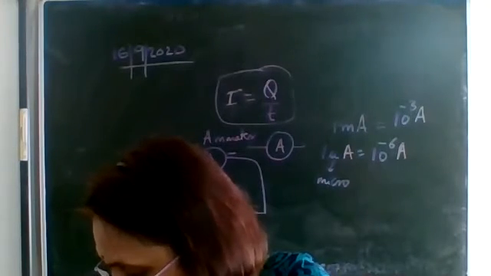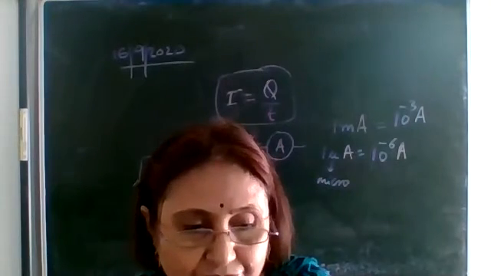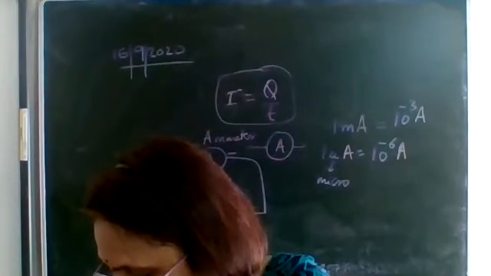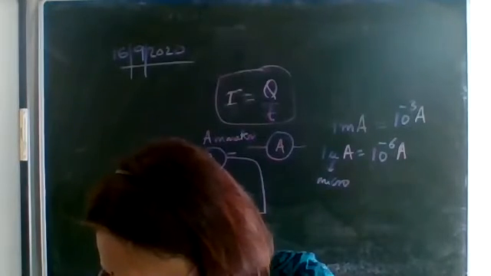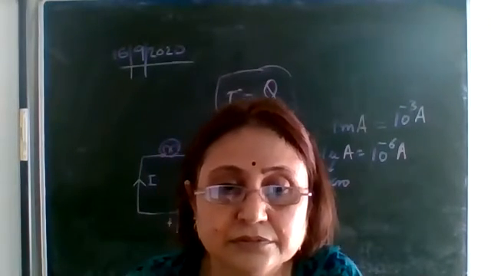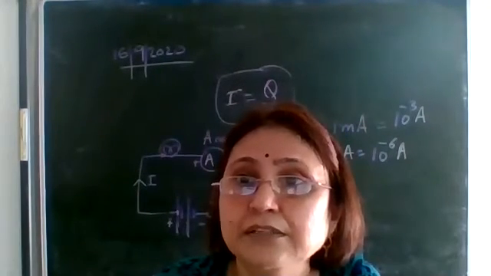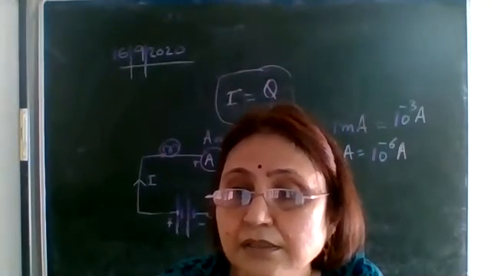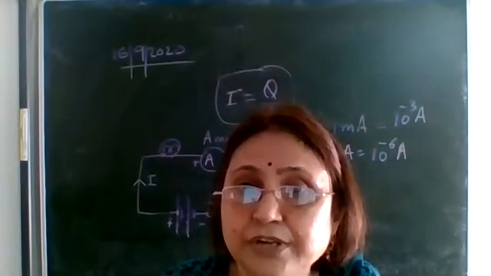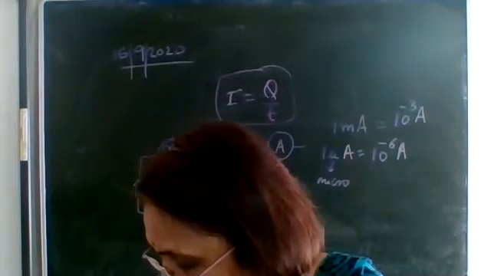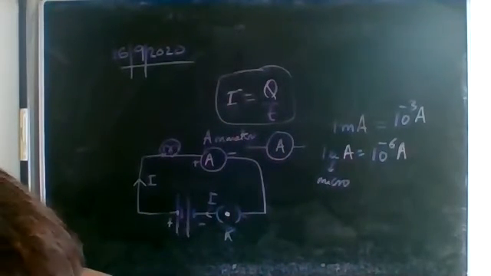Write down: give some smaller units of current. Okay, what are the smaller units of current? It is milliampere and microampere, and also you will write how they are related. Write the next question. Name the device which measures electric current.